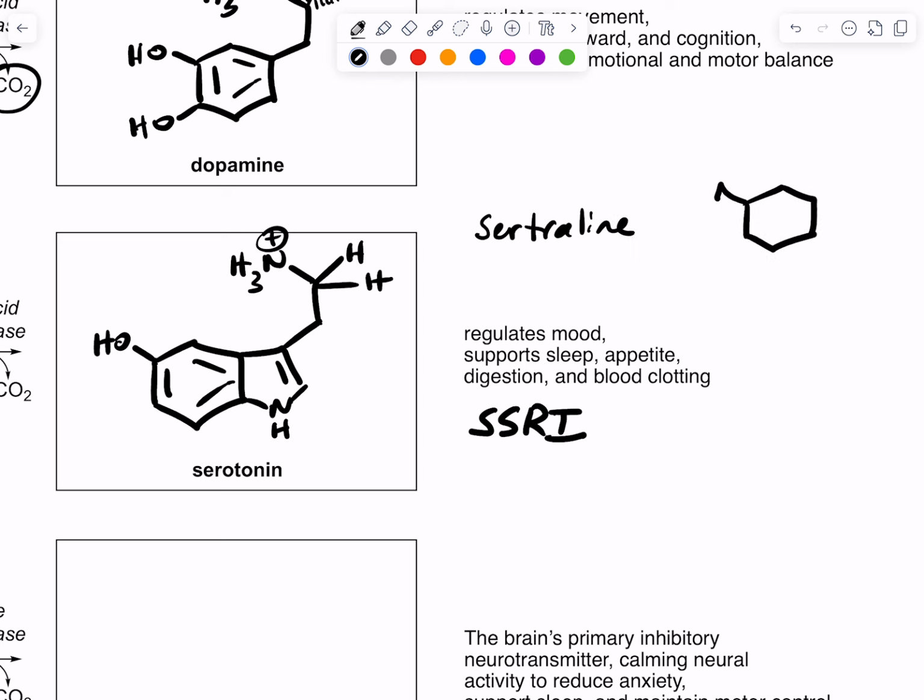It's got an amino group on it, and a benzene ring, and then a second benzene ring. A second benzene ring, and the second benzene ring has a couple of chlorides on it. So that's sertraline. And this one I actually take.